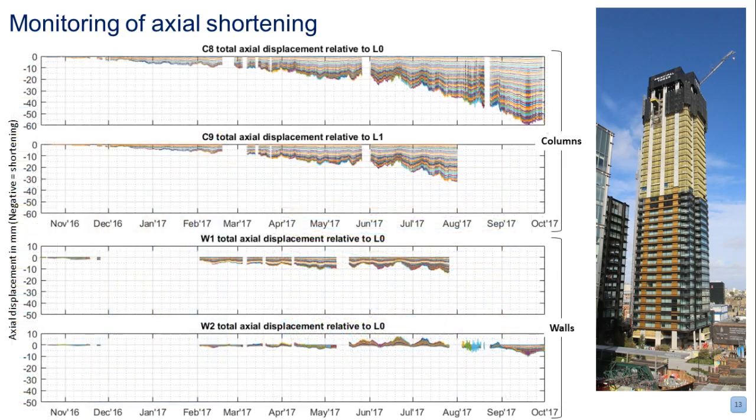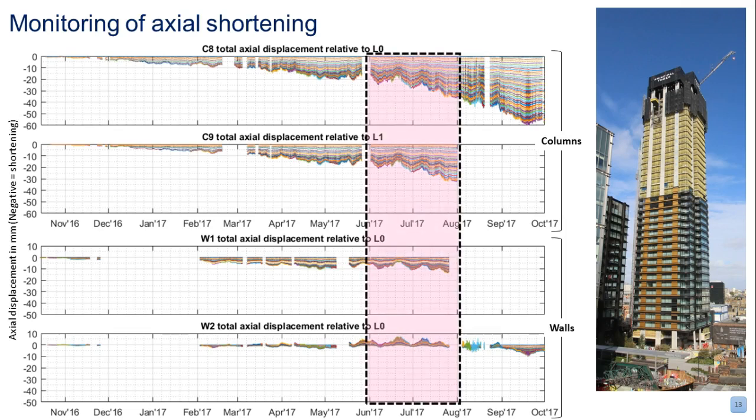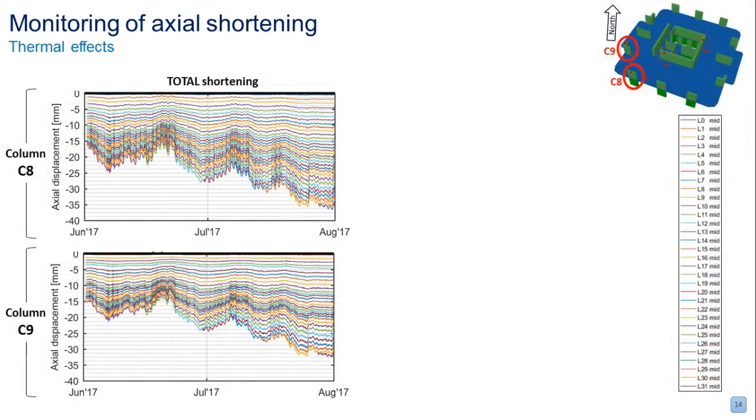So going back to our data, we've got the data we measured from the columns at the top and the walls at the bottom. And we can pick out several interesting features, and I'll just highlight a few here, and I'll take these 2 months of data as an example. So starting with the columns here, if we take into account elastic and inelastic shortening, we would expect the shortening to be increasing linearly, because we're adding more floors regularly. The concrete is creeping and shrinking with time, so we would expect the shortening to be increasing linearly. Incidentally, shortening here is shown as negative axial displacement. You probably got that already.